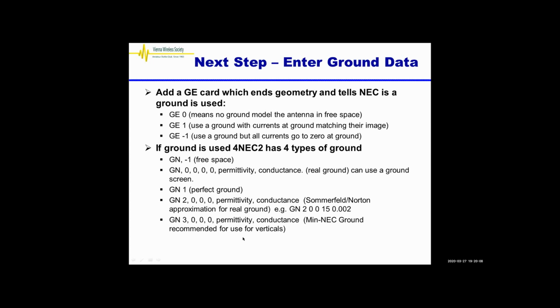4NEC2 also has a different type of ground that's not in the normal versions of NEC. It's GN3, and again, we put the same thing in with permittivity and conductivity, and this uses an approximation that they developed for MININEC. It works better for vertical antennas than the Sommerfeld-Norton approximation used with NEC2, which we'll show you at the end of the presentation. I'll give you an example of that.